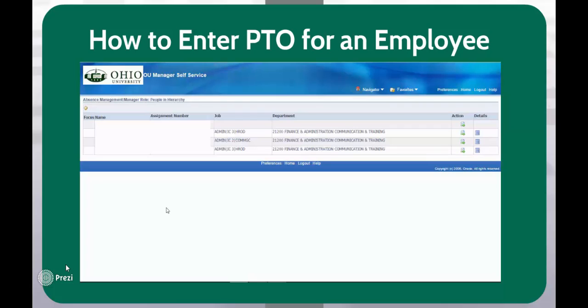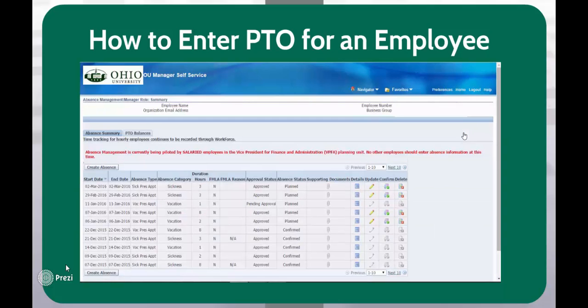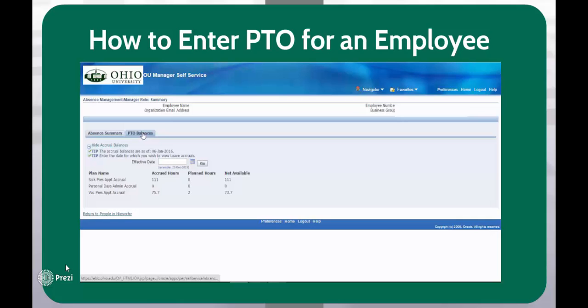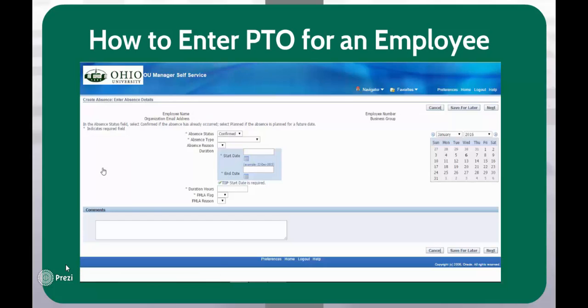A list of employees on your team will display. Click the action icon for the appropriate employee. The absence summary for the selected employee will display. If you would like to check the PTO balances for an employee, click the PTO Balances tab. To enter the employee absence, go back to the Absence Summary tab. Click the Create Absence button and enter the absence details for the employee.